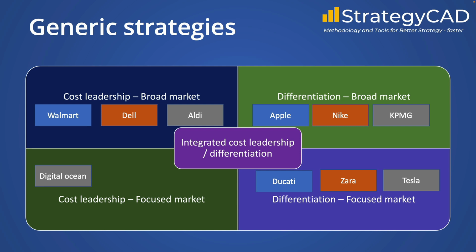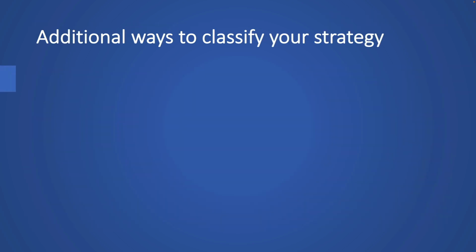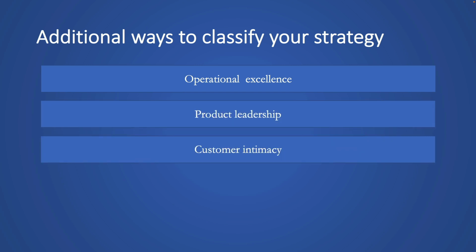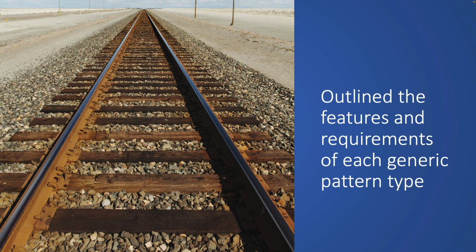Finally, we looked at 3 additional ways you could classify your strategy. These were operational excellence, usually associated with cost leadership. Product leadership, which is about creating a superior product for a particular segment of the market, and then we looked at customer intimacy as an alternative form of a differentiation strategy. You saw outlined the features and the requirements of each generic pattern type.